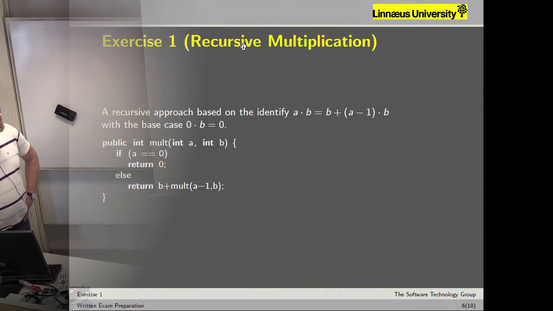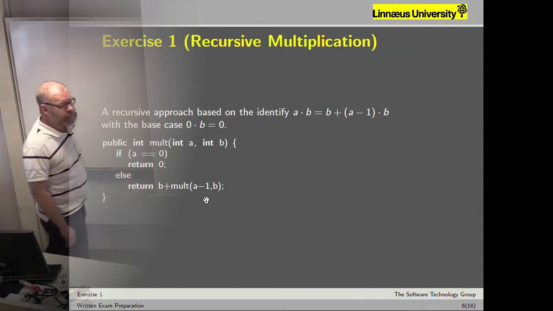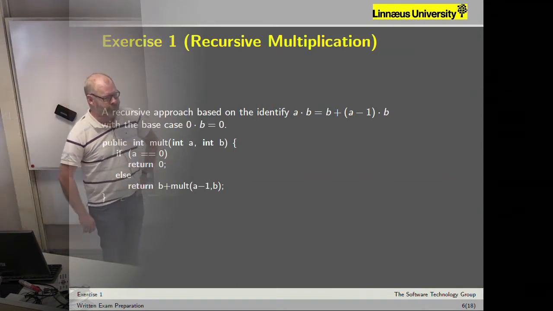Recursive multiplication using addition. My basic approach here is based on this identity. A times b equals b plus a smaller case, a minus 1 times b. So for a multiplied by b, if a equals 0, we should return 0. Otherwise, it is b plus a minus 1 times b. It is b plus this one, and this is a recursive call. That's it. I think it was straightforward, 10 points here.